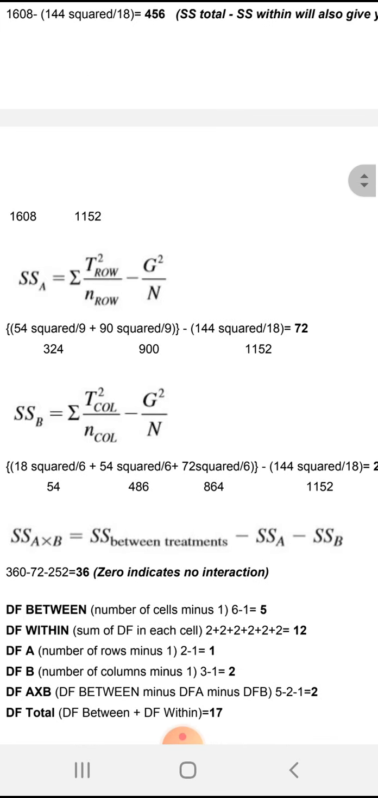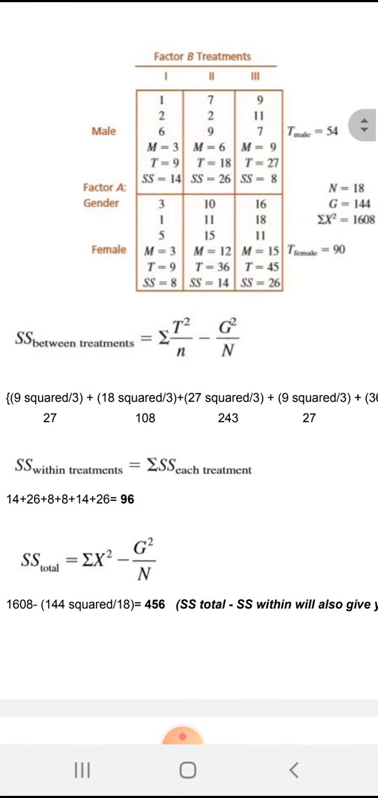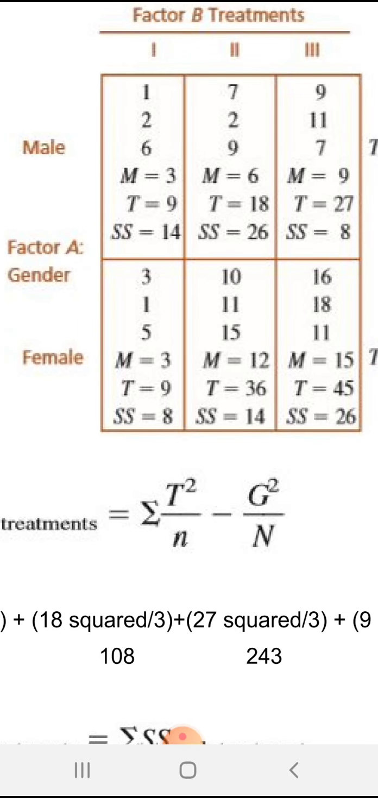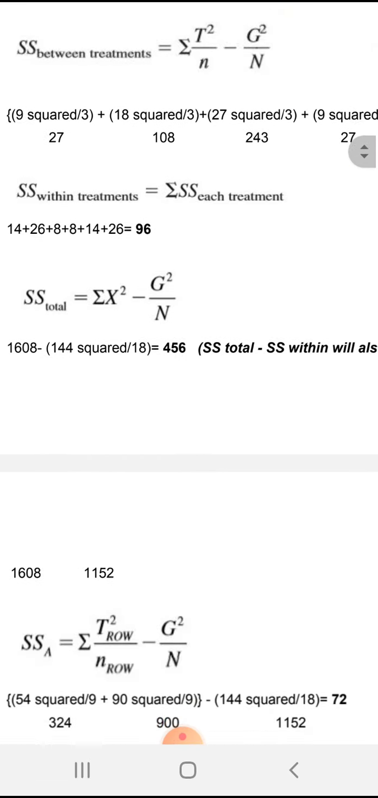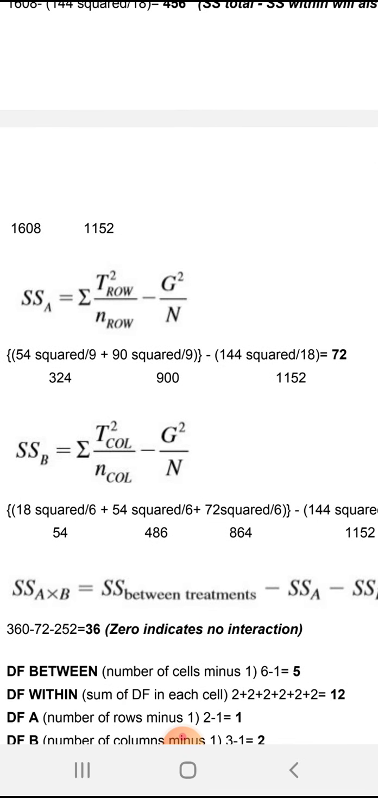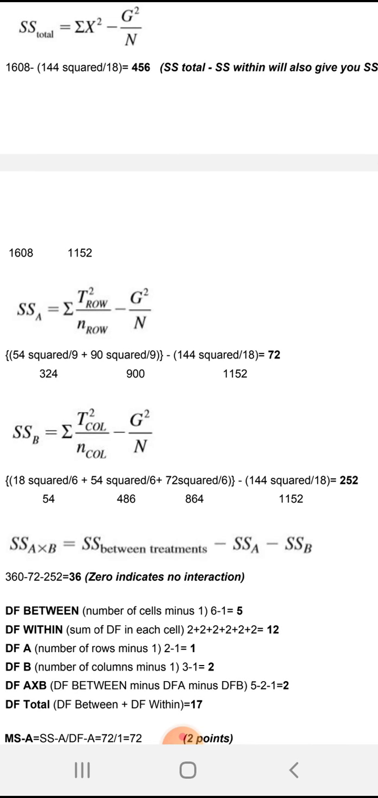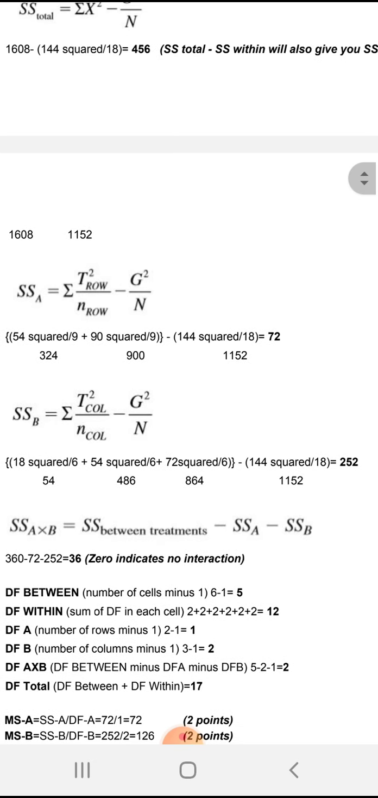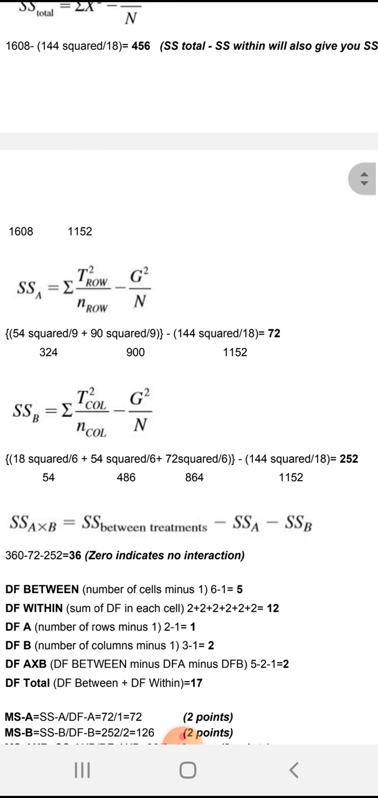So now, you take that, and it will be 18 squared divided by 6, right? Because the n, right, there's only 2 cells per column, 3 participants per cell. So the n column will equal 6. So you do 18 squared divided by 6 plus 54 squared divided by 6 plus 72 squared divided by 6. Add them up and subtract that from 144 squared divided by 18, which equals 1152. And then if you subtract the sum of these 3 numbers minus 1152, you will get 252.